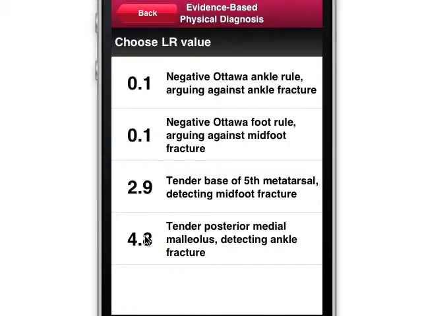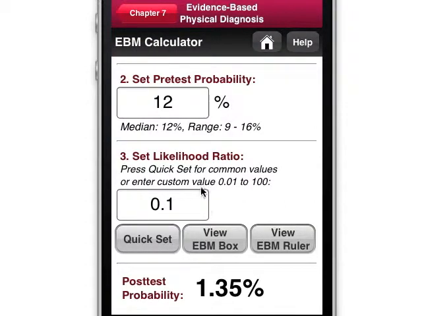Now, if you look at the quickset, there are certain things, like you find that the Ottawa ankle rules are completely negative, and they're negative against an ankle fracture itself. So let's say you do this, and now it goes from 12% down to 1%. So you can feel comfortable sending someone out of the emergency room without x-rays when their Ottawa ankle rules are totally negative. 1% is so rare that you're not going to x-ray everyone with a 1% probability. So that's how you use it in actual practice.